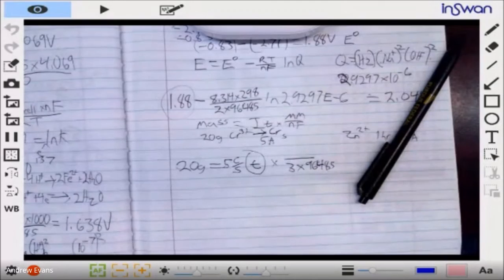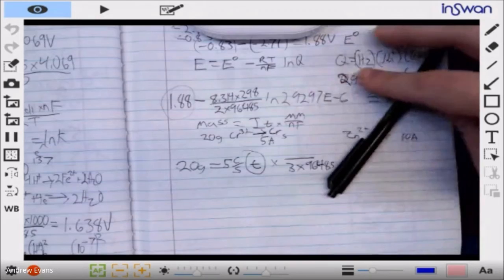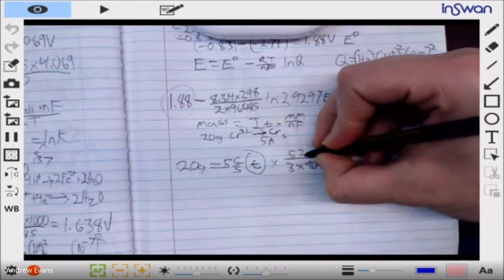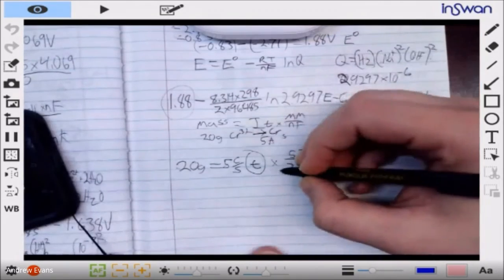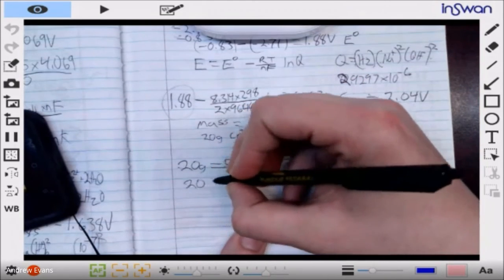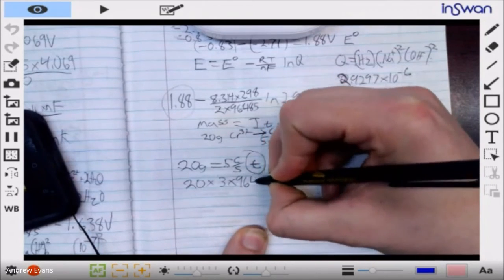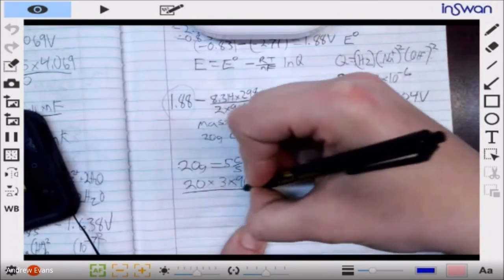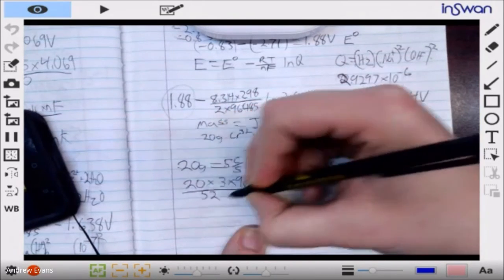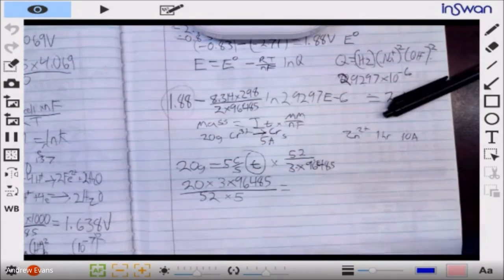Well, for the molar mass, you just have to look up the periodic table. Now, unfortunately, I don't directly remember chromium right off the top of my head. That's about 52. So rearranging this to solve for T, what would you have to do? You would say 20 times 3 times 96485 divided by 52 divided by 5 would give you how long?